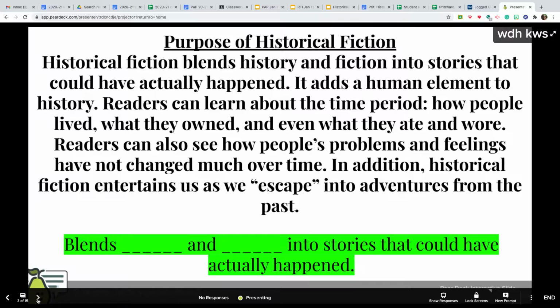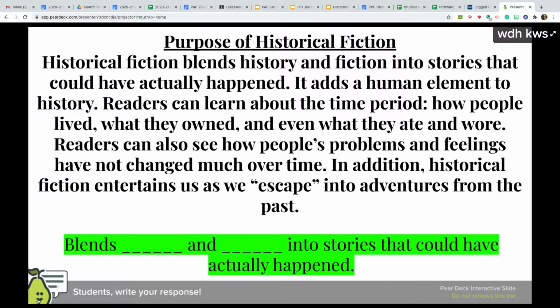Okay, purpose of historical fiction. It blends history and fiction into stories that could have actually happened. It adds a human element to history. Readers can learn about the time period, how people lived, what they owned, and even what they ate and wore. Readers can also see how people's problems and feelings have not changed much over time. In addition, historical fiction entertains us as we escape into adventures from the past.